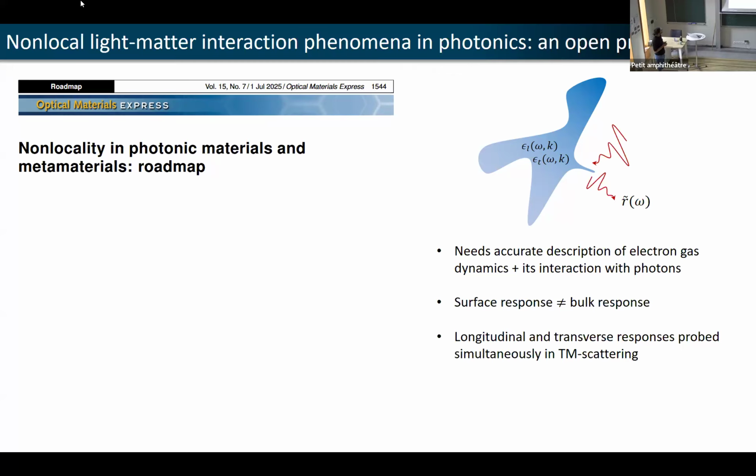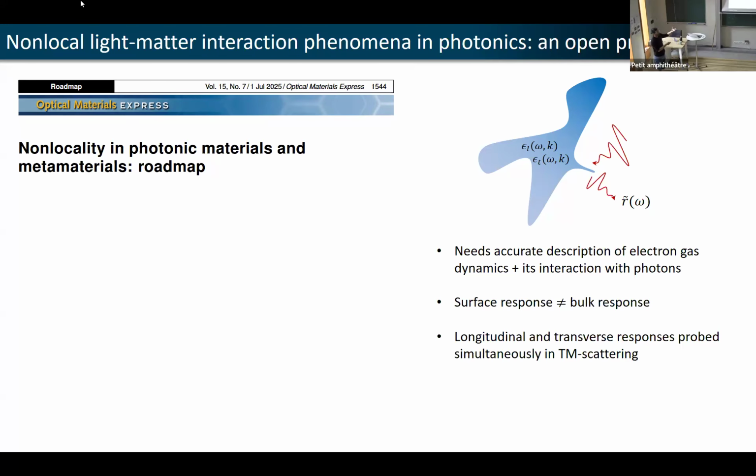So this interaction, non-locality in photonics or plasmonics, is still a challenging and open problem. This is a recent review on the topic, a roadmap, on what the status of the field is, on how to describe the interaction of an electromagnetic wave with a photonic system which can show some non-local properties. So why is the problem complicated? Because, first, you need a good description of the response of the electron gas. So here, for example, is the permittivity.